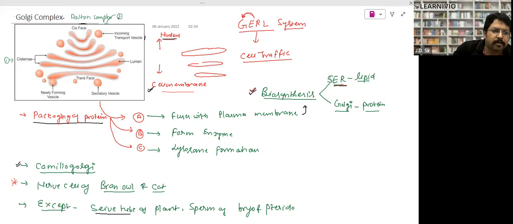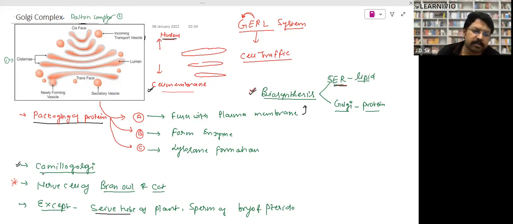So what happens? The protein comes from the rough endoplasmic reticulum, and they modify the protein. They pack the protein in a vesicle and secrete it outside. So secretion takes place toward the trans phase. Secretion always takes place toward the trans phase. These secretory vesicles come out. So what is the function of the Golgi complex? Packaging of protein, which comes from the rough endoplasmic reticulum.